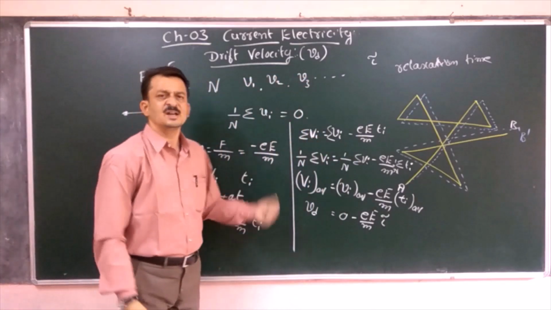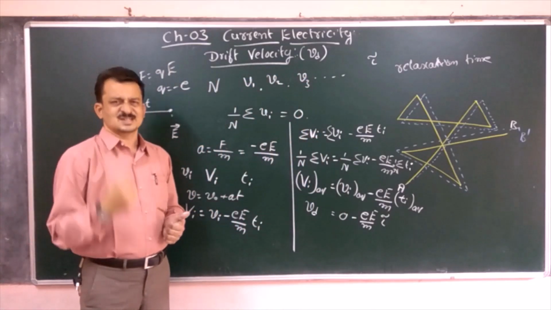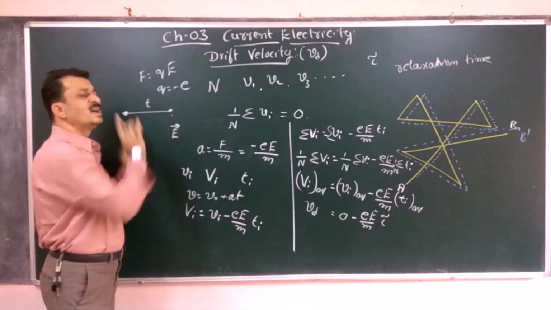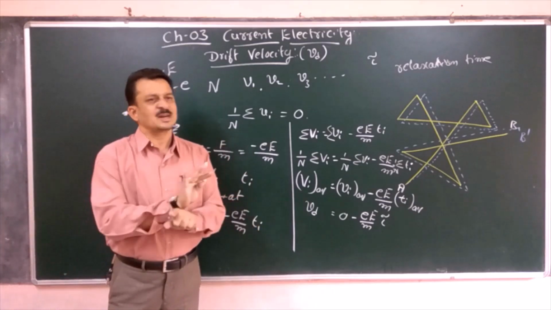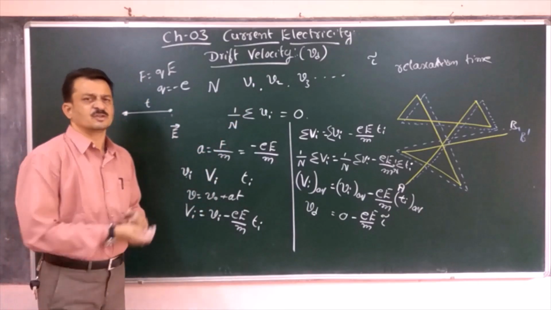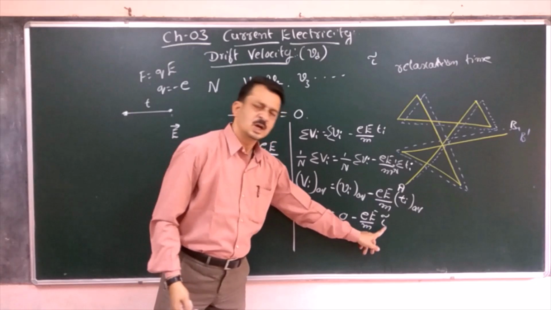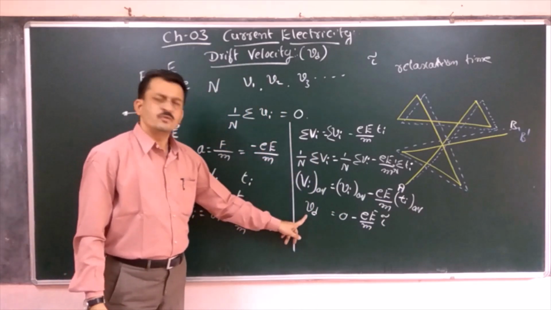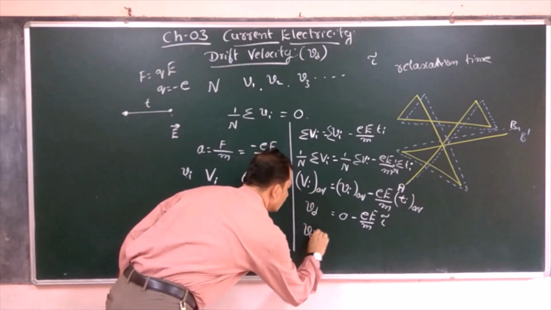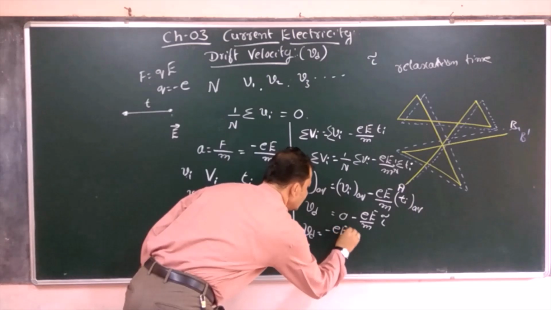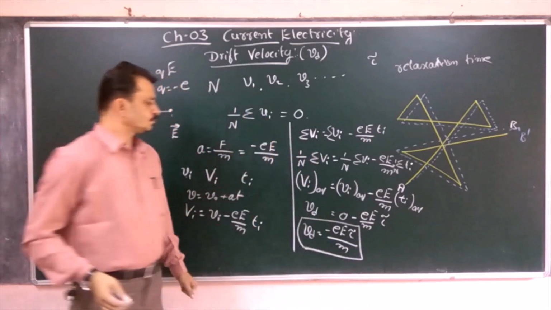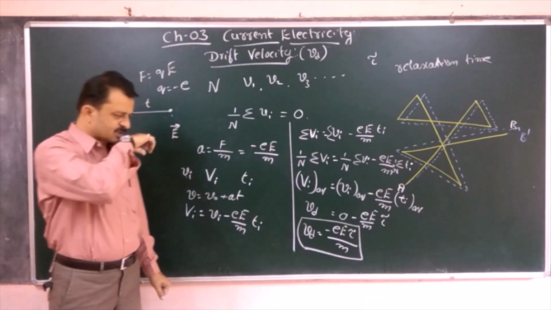The average time interval between two successive collisions is called relaxation time. That means between two collisions the particle has relaxed, with no further collision. That time interval we call relaxation time, denoted by the letter tau. Now this is Vd, drift velocity. Therefore the drift velocity of the electrons is given by E tau divided by m.